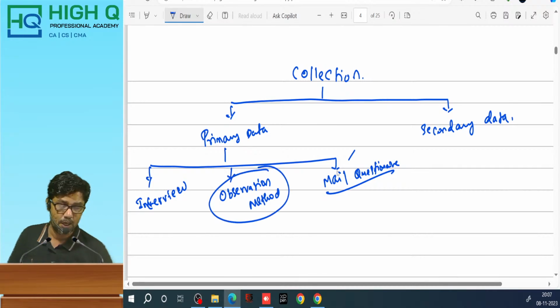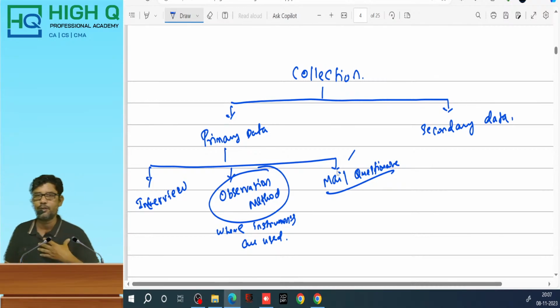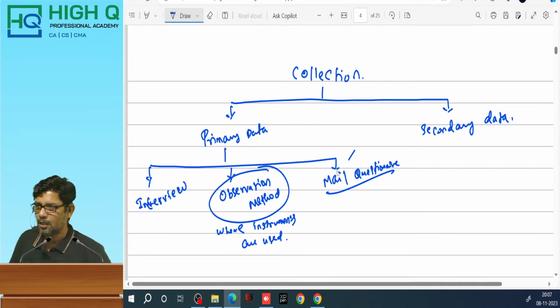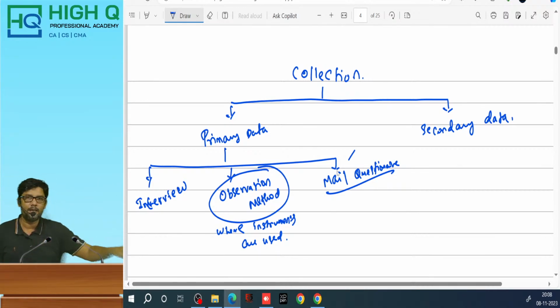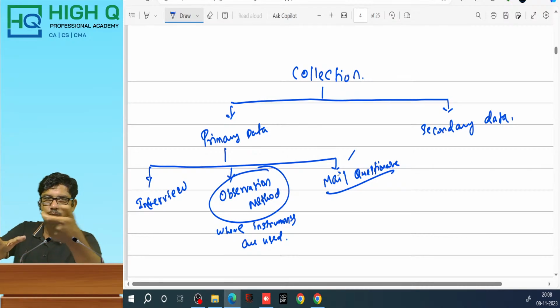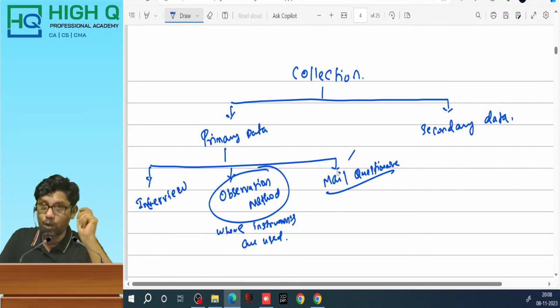Next one is observation method. What is observation method? You know, where instruments are used. See, nowadays, for example, you are not well, so you are going to a clinic. Before Corona it was something different, nowadays it has changed. Before you enter the clinic, there will be a staff member sitting at the counter, and she will check your temperature by using that gun. And she will be checking your oxygen level by using some instrument, right, my dear? And she will be writing it down. So by using some instrument, some machine, some data is getting collected. That is what we call the observation method.